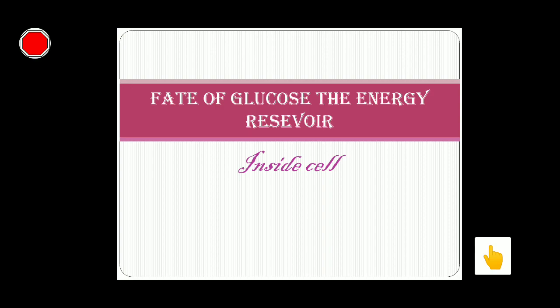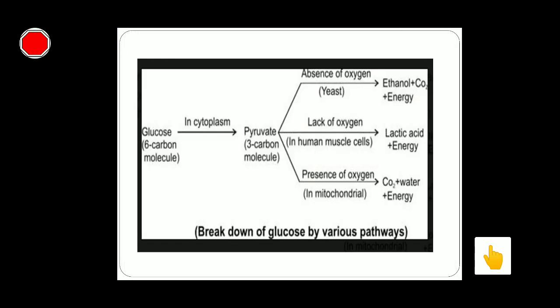So come inside the cell. Before starting, just have a look at the summary. I am giving a summary of what happens with glucose inside the cell. The glucose in cytoplasm breaks into pyruvate, which is a 3 carbon compound. Then this pyruvate meets 3 fates depending upon the availability of oxygen.